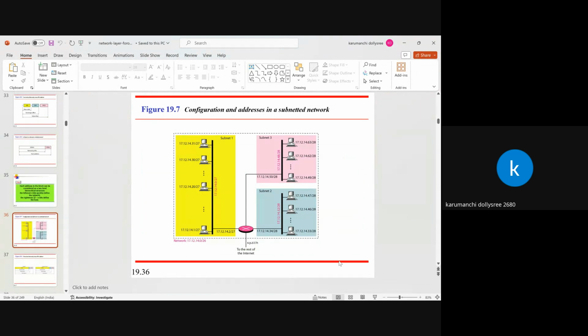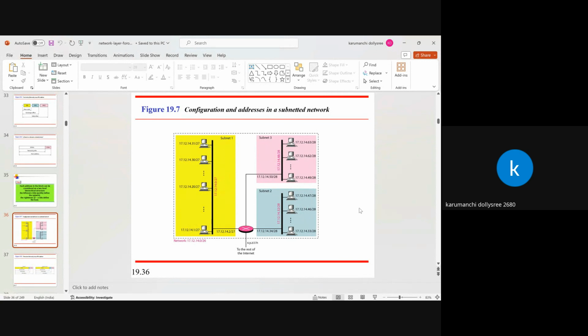So the configuration and the addresses in a subnetted network, right? If you see in this diagram, you can see how we are configuring and subnetting. In the figure, we have three subnets, 1, 2, and 3. The notation we are going to use is x.y.z.t/n. Here they have given an organization network as subnet 1, subnet 2, and subnet 3. Through a router, we can communicate from one subnet to another subnet.